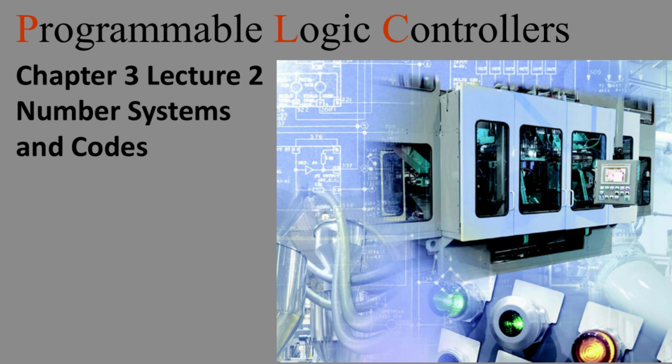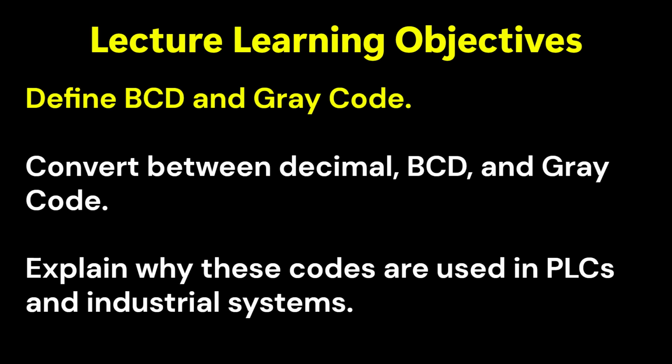For example, when displaying numbers on a digital readout, it's easier to use a code that aligns closely with decimal digits. Likewise, when working with mechanical devices like rotary encoders, we need a system that prevents errors as numbers change. By the end of this lecture, you'll be able to define BCD and Gray code, compare between decimal, BCD, and Gray code, and explain why these codes are used in PLCs and industrial systems. This lecture builds on what we learned about number systems, and it will show how engineers use coding strategies to make digital systems more practical, more reliable, and less error-prone in real-world applications.